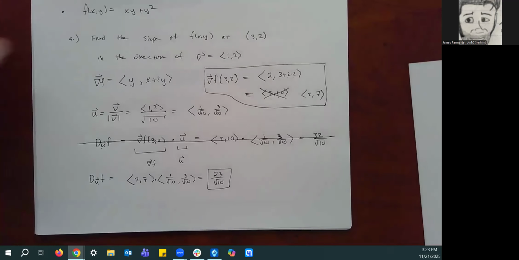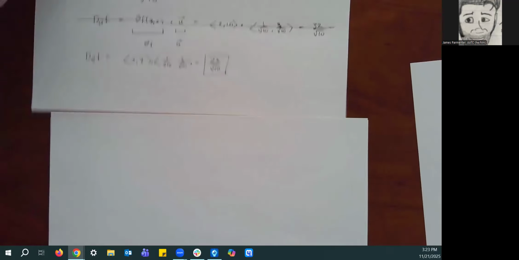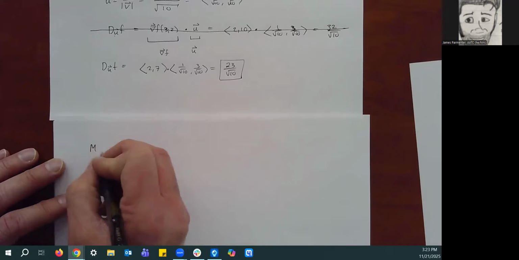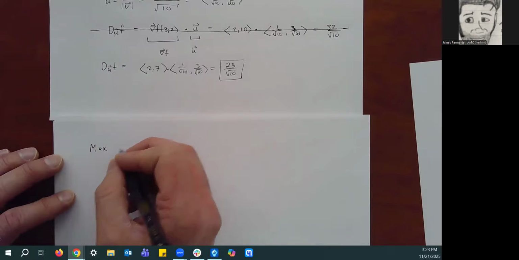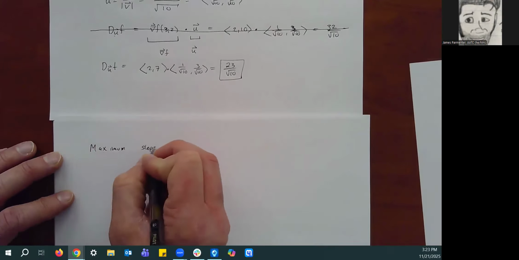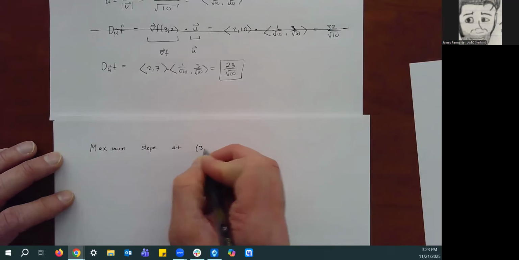All right. Here's a different question that's still related to this same thing. So this surface, we can maybe even draw a picture, or look at the graph. So what is the maximum slope at the point (3, 2)?